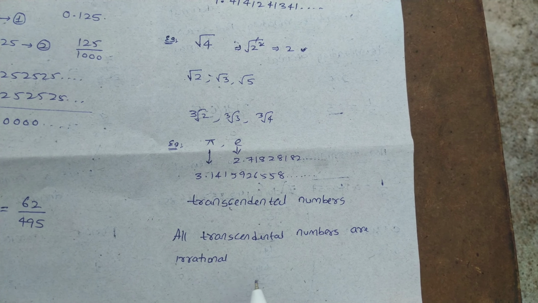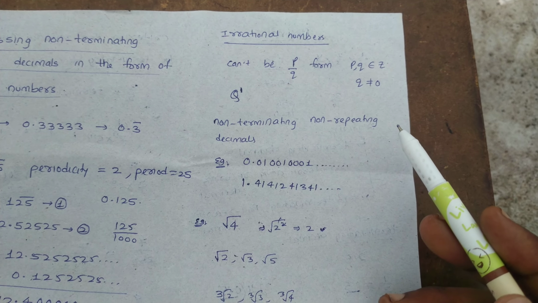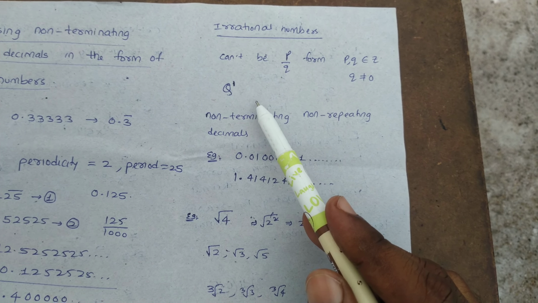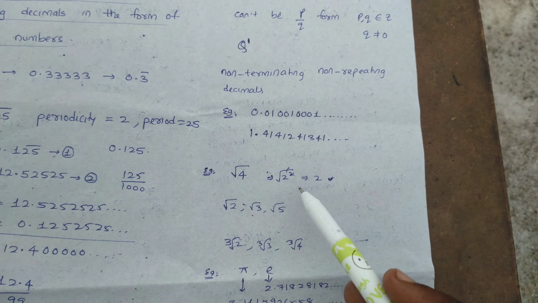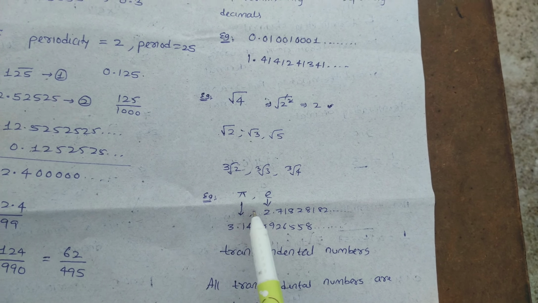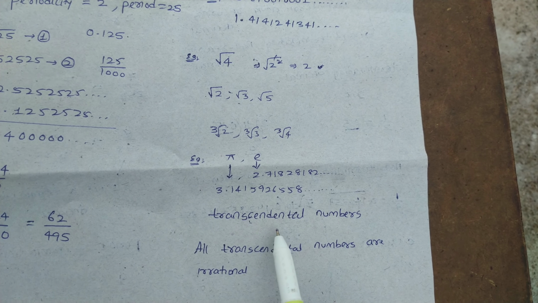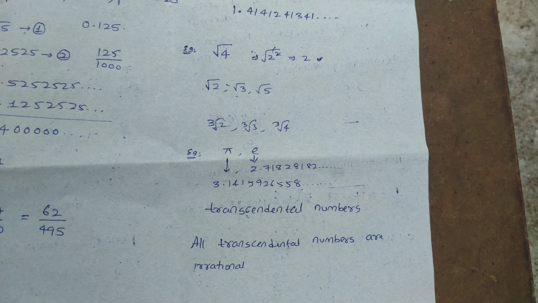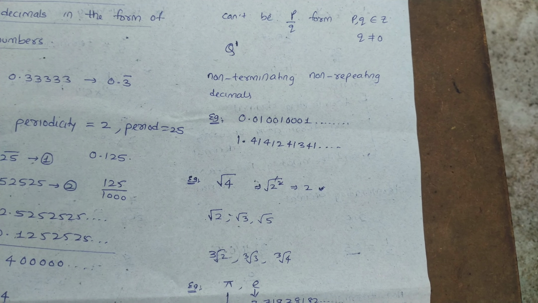There are many forms of irrational numbers, but these are enough. This is what an irrational number is: it should not be in the p by q form, and we represent it by Q dash. All non-terminating, non-repeating decimals come under irrational numbers. These are the examples, and some of these have another name, transcendental numbers, whose definition I have also told you. All transcendental numbers are irrational, but all irrational numbers are not transcendental. This is the small concept of irrational numbers. Please try to remember. Okay, thank you.